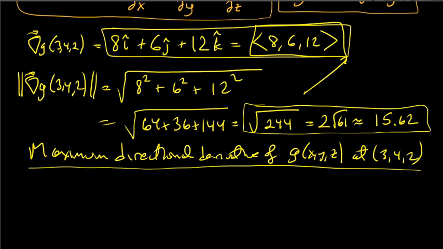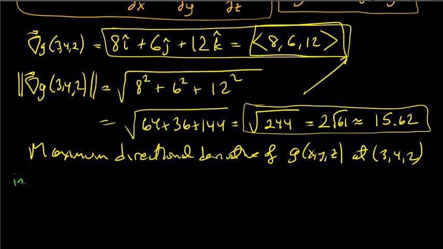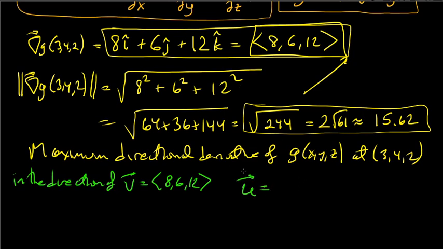And what direction should you go in? That's going to be the gradient, in the direction of v, which has components 8, 6, 12. Now, that's not a unit vector, so if you want to make it a unit vector, divide by its magnitude. So you get 8 over the square root of 244.